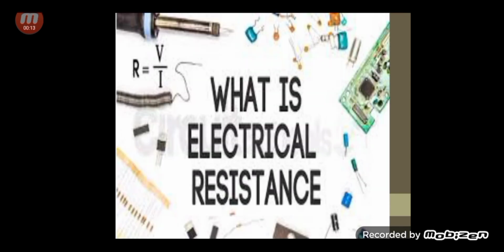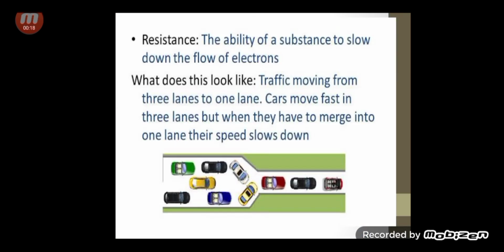In this video, we will discuss electrical resistance. Basically, resistance is the ability of a substance to slow down the flow of electrons. For example, traffic moving from 3 lanes to 1 lane. Cars move fast in 3 lanes, but when they have to merge into 1 lane, their speed slows down.